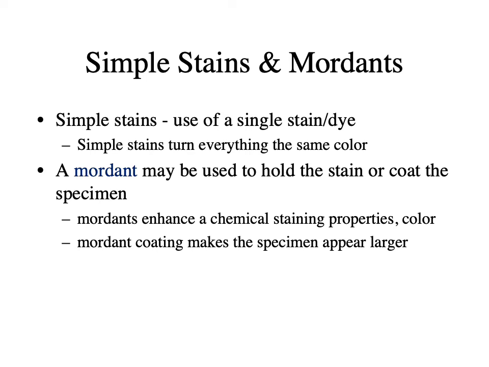The mordant we use is iodine, and it helps to hold the stain in that bacteria. It helps to coat the specimen. The mordant enhances the properties so that the color is enhanced. Because it kind of builds up on or in the specimen, the mordant can sometimes make the specimen appear larger than it really is.